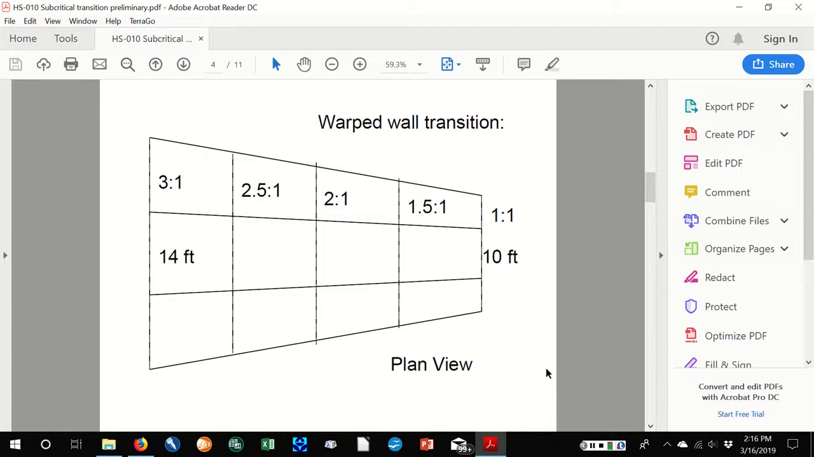At the end of the first 25%, the wall slope will have changed to 2.5 to 1. Going to halfway down the transition, the wall slope will change to 2 to 1. Three-quarters of the way down the transition, the wall slope becomes 1.5 to 1. So you see it's a continuously varying wall slope, which once again would be very difficult to build.